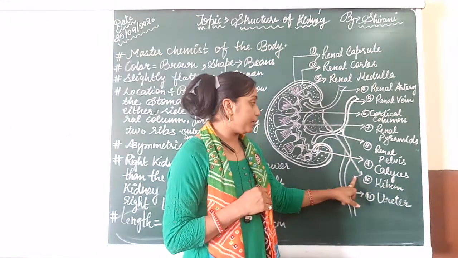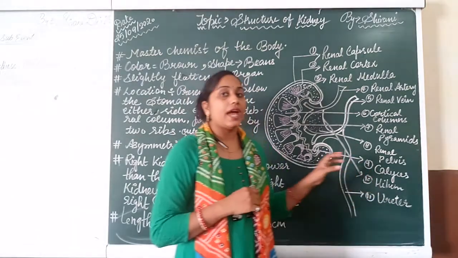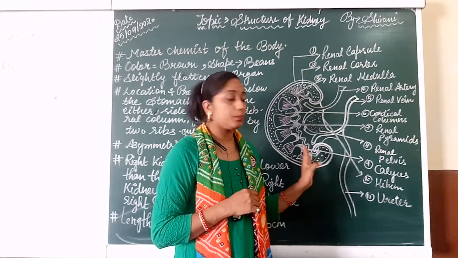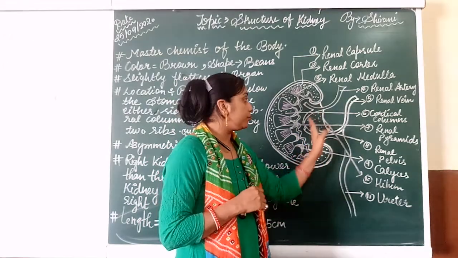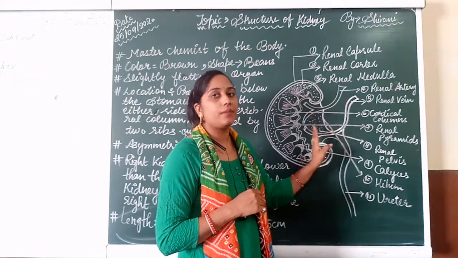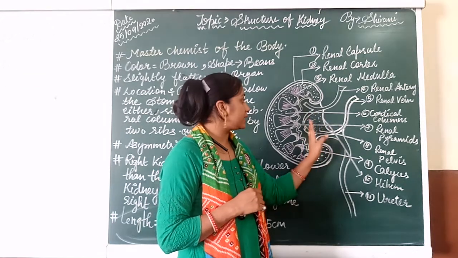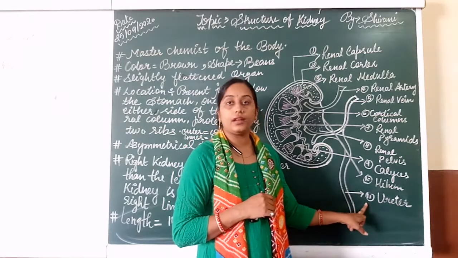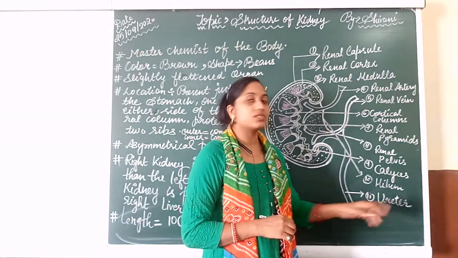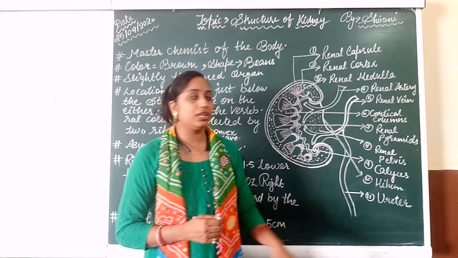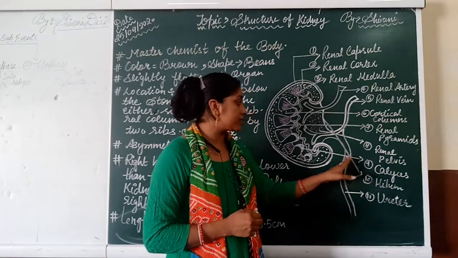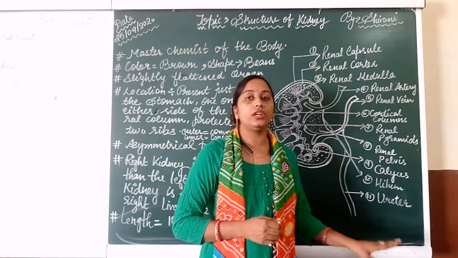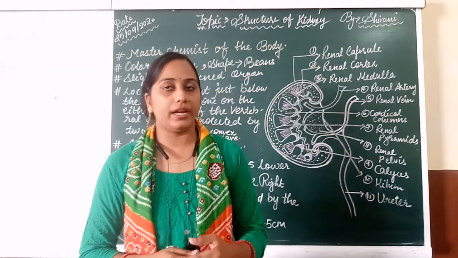From the renal pelvis it moves towards the ureter. The 10th part is the hilum. This hilum is the attachment point and medial point of the kidney, from where the kidney is attached with the body. The 11th point is named the ureter. Again I am telling you that the ureter is concerned with the transportation of urine towards the urinary bladder.